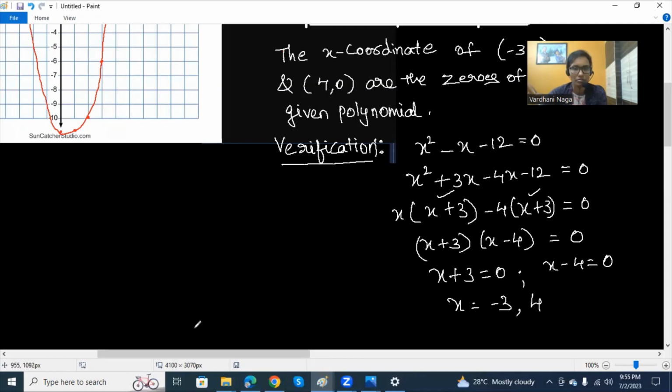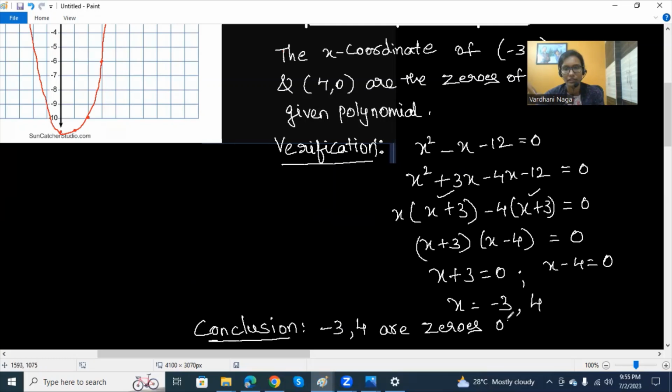So conclusion. After verification, you need to give the conclusion part. Conclusion: minus 3 comma 4 are the zeros of the given polynomial.